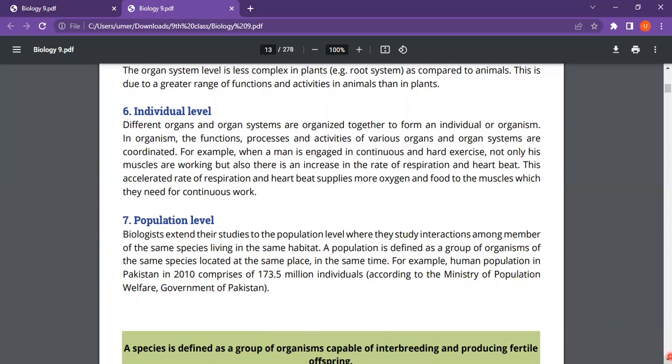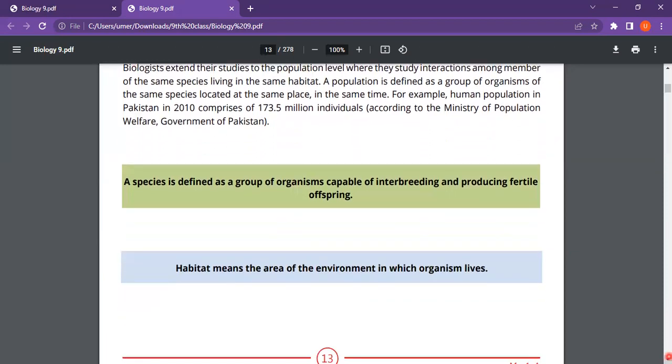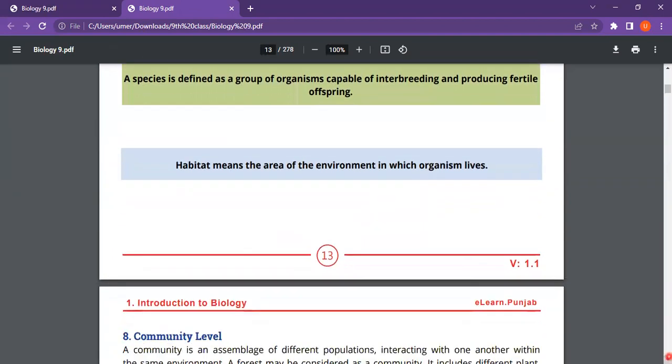A species is defined as a group of organisms capable of interbreeding and producing fertile offspring. Habitat means the area of environment in which an organism lives.